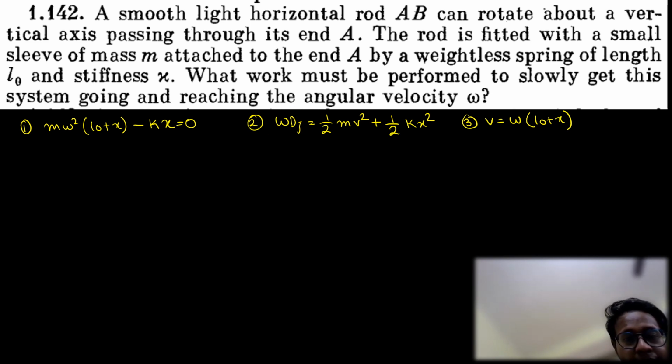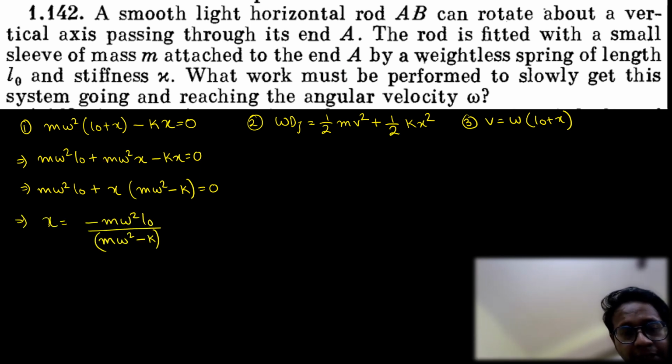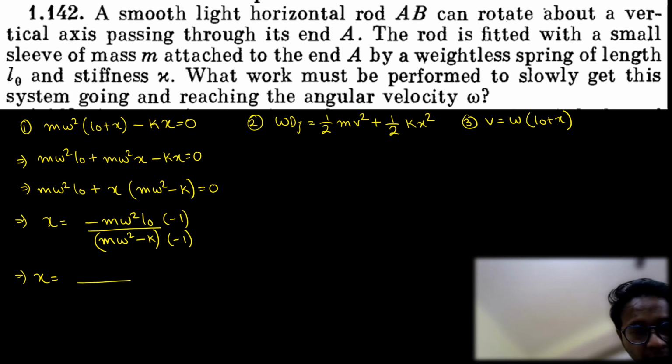So first let's solve for the value of x out here. I simply expanded the bracket. Now I took x common from these two terms, and I isolated the value of x. What I will be doing now is multiplying the numerator by -1 and the denominator by -1. So the denominator would be k minus m omega square, and x is equal to m omega square L naught over k minus m omega square, since minus into minus is plus in the numerator.